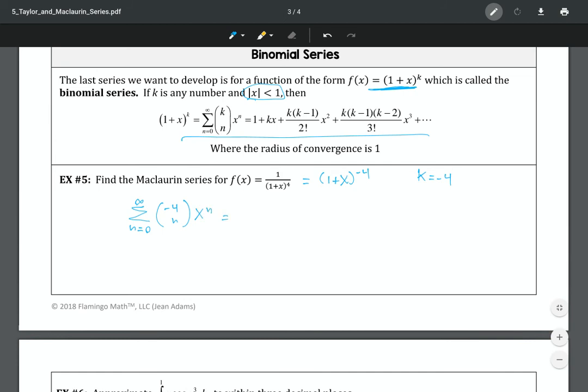Let's see. I'm just going to plug this into the formula. So I have 1 minus 4, and again, I'm talking about this formula, so k is negative 4, x is just x. Plus, then I have k minus 1. K minus 1 is negative 4 minus 1, so that's going to be negative 5, over 2 factorial, x squared.